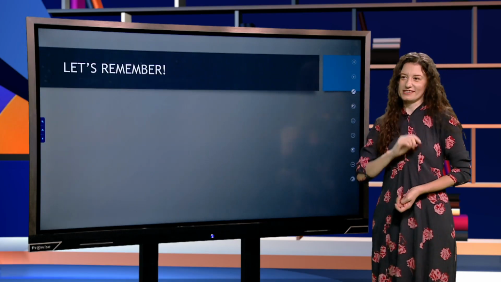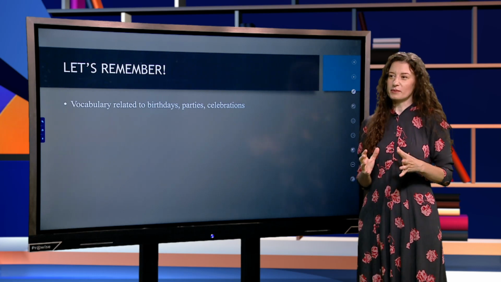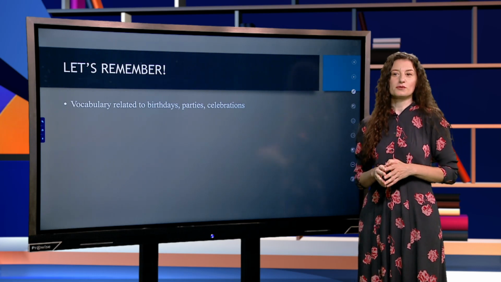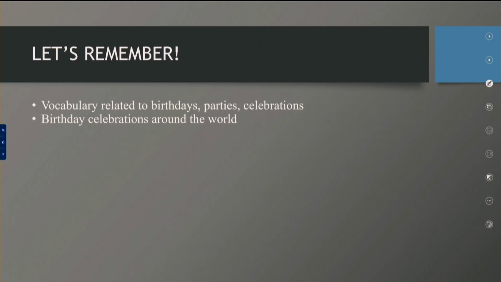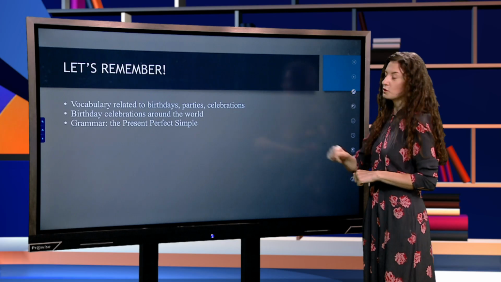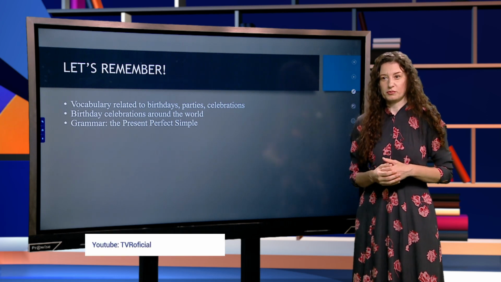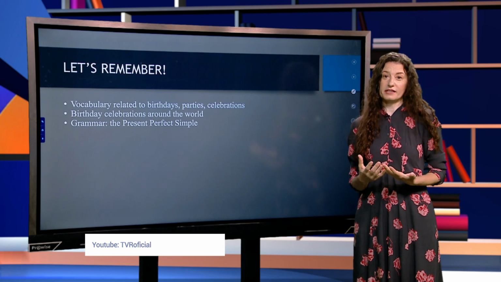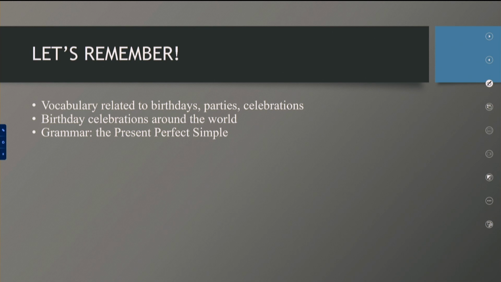Andrea, you were here with us last week, so let me remind everyone what we discussed last week. First of all, we started by practicing vocabulary related to birthdays, parties, and celebrations. And we moved on to read bits of information about birthday celebrations around the world. That was very enriching. We also practiced grammar. Actually, we got the chance to introduce the present perfect simple by explaining how it is formed. There wasn't much time for practice, so today we're going to make up for that.